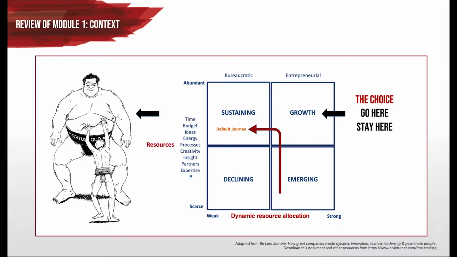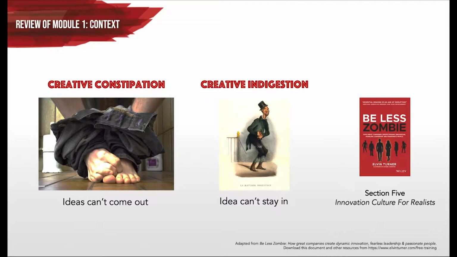So last time we looked at the context for why we even care about all of this stuff. We looked at the 4 stages of life that an organization typically has, and the need to occupy this top right-hand box, the growth state, which is highly entrepreneurial and able to bring all of its resources to bear on outcomes that customers care about both now and in the future. Great dynamic resource allocation.